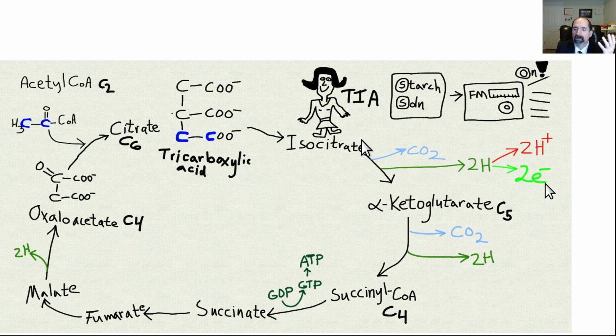So this is a simple pictorial mnemonic, almost an acronym. TIA. So here, imagine I'm talking to my aunt. Tia, starch solution, FM radio, it's on, okay? So if you remember that, you could just look at that and say tricarboxylic acid, isocitrate, alpha-ketoglutarate, succinyl-CoA, succinate, fumarate, malate, oxaloacetate. Boom. You got all the things in the cycle there. And once you've got all the things in the cycle there, then it becomes easy to remember all the stuff. I like to make a mnemonic to remember a cycle, so then I got all the molecules in my head, and I can start to think about more details if I want to.